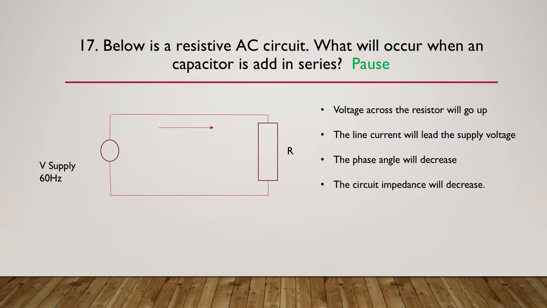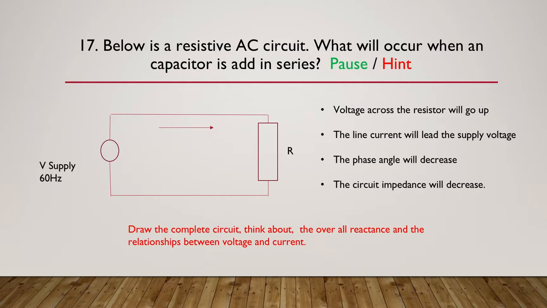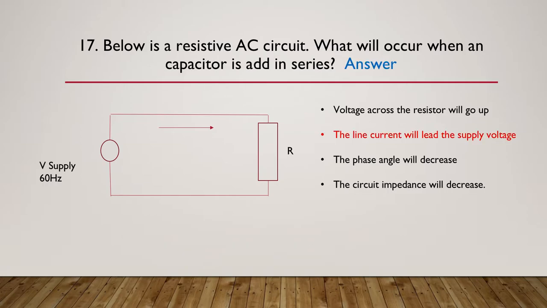Well, welcome back. Let's have a look at the hint. So, draw the complete circuit, think about it, the overall reactance and the relationships between the voltages and the currents. Again, maybe even a little phasor diagram. So pause here if you need to, have another rethink. So let's move on to the answer. So the answer is the line current will lead the supply voltage.